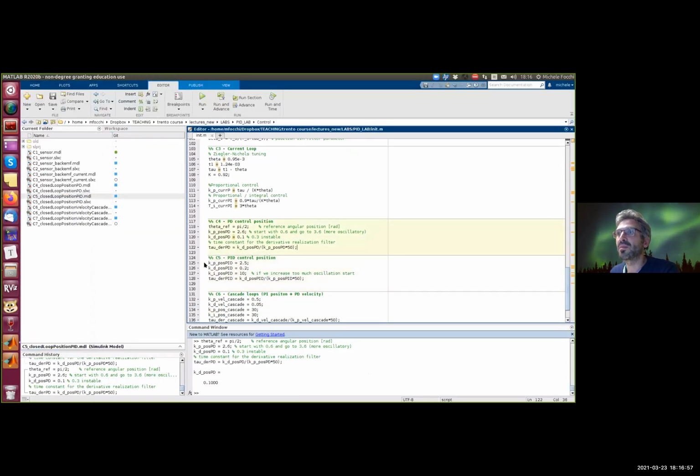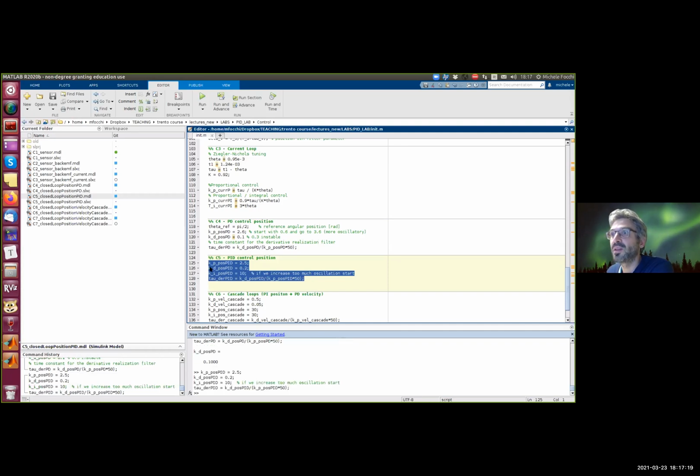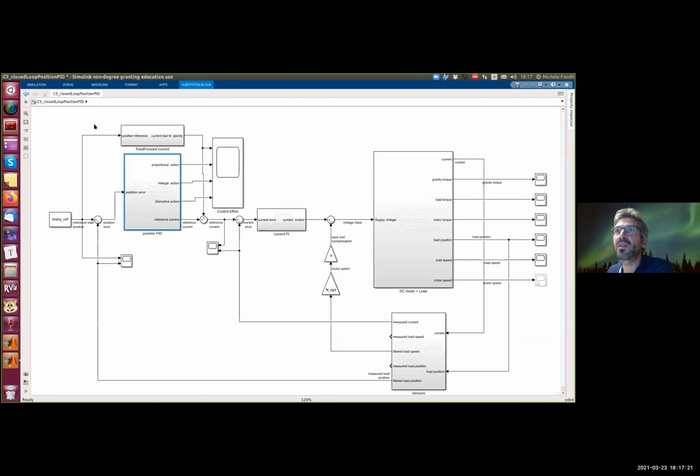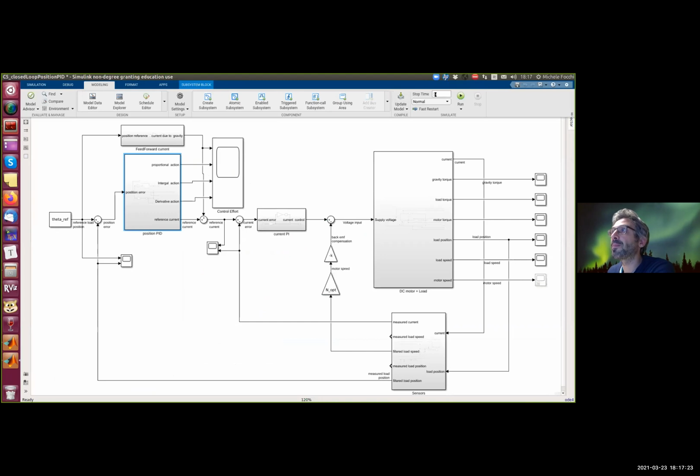So now we evaluate these gains. This is, let's say, the KP of our PID controller, the KD of our PID controller, and the KI, the integral action of the PID controller. And this is the high frequency pole for derivative action realizability. We evaluate this, we simulate again.